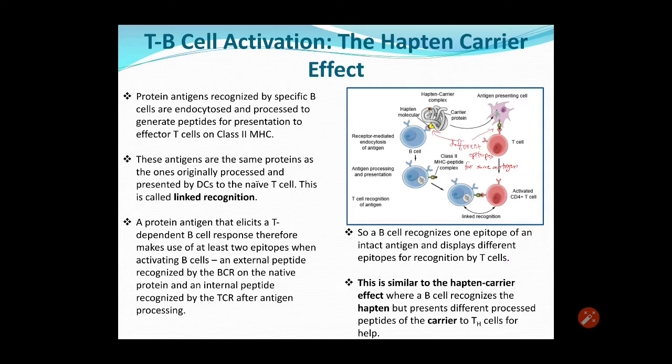Yeah, it's the same antigen. It's different epitopes. Yeah, but the same antigen. Because during the linked recognition, the B cell has taken up that whole protein and then degraded and presented the same epitope that the dendritic cell originally presented to that T cell. Alright?